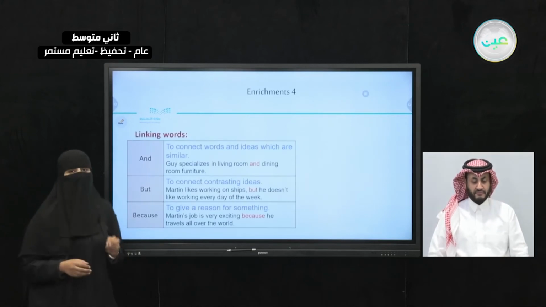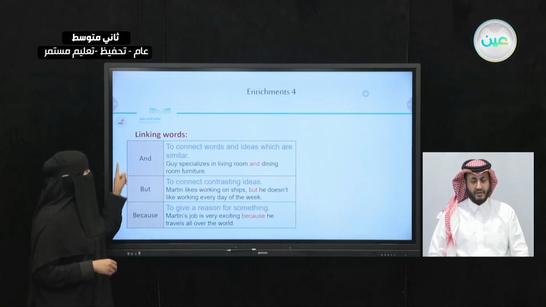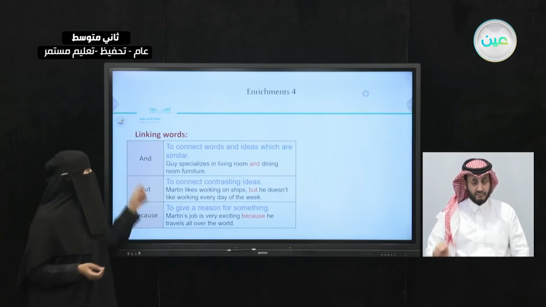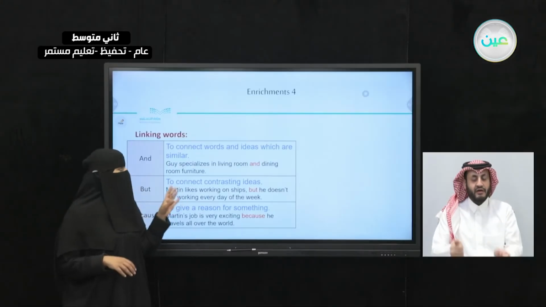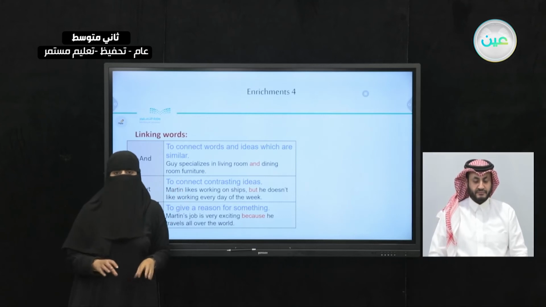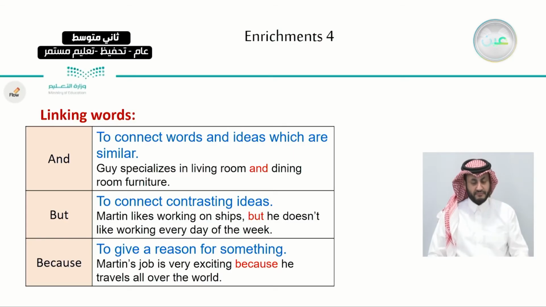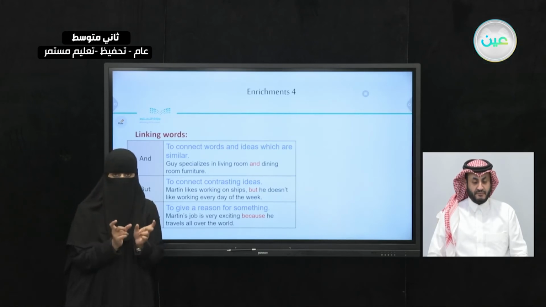Now, let's take a look more at these linking words that we took a look at in Unit 3. So we have the word and, but, and because. Okay? So when are we going to use it? We are using the word and to connect words and ideas which are similar. So similar ideas or similar words and similar ideas, we are going to use the word and to connect it. So here we have guys specialize in living room and dining room furniture. So living room and dining room are kinds of furniture, right? That's why we are using the word and to connect these similar words together.